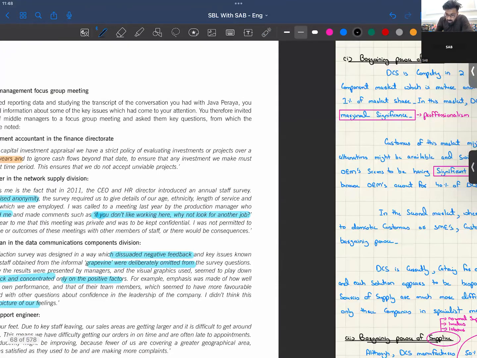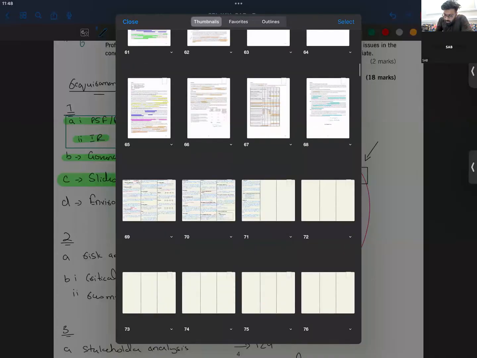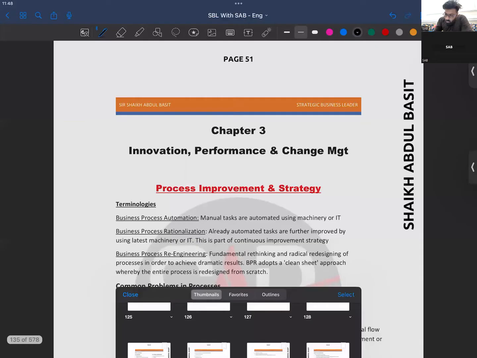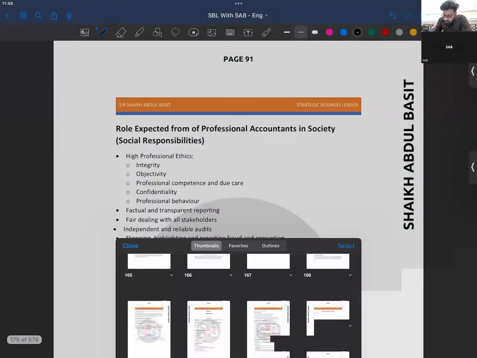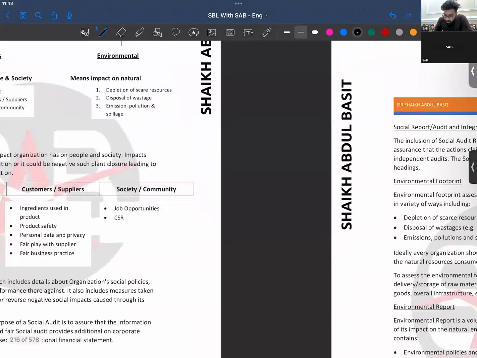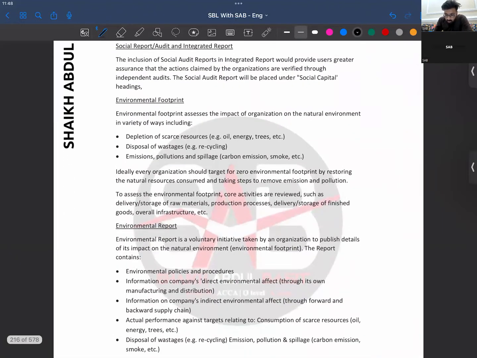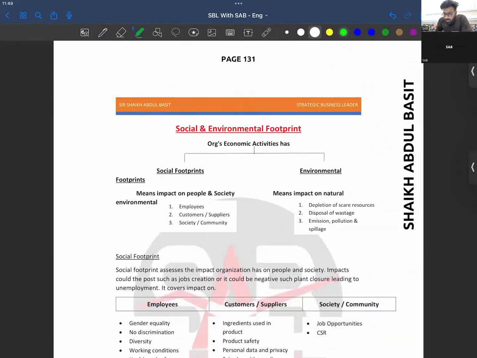Yeah, so we covered this part also: environmental and sustainability audit, page 132. So you can go to my book's page number 132. See, here's environmental footprint, environmental report, environmental audit. There are several things which we can discuss if you want, but that's not going to help us that much in drafting.